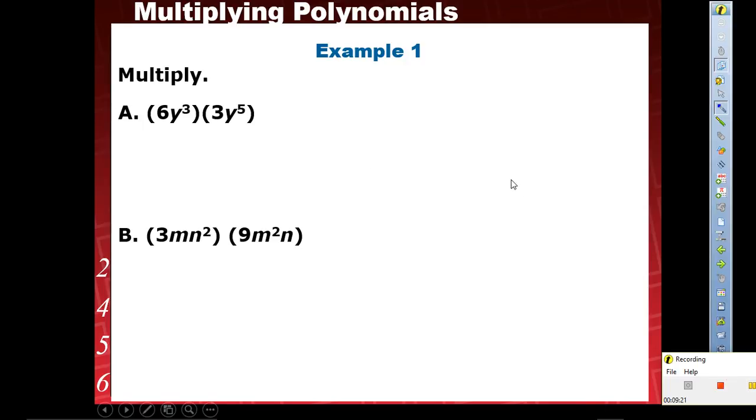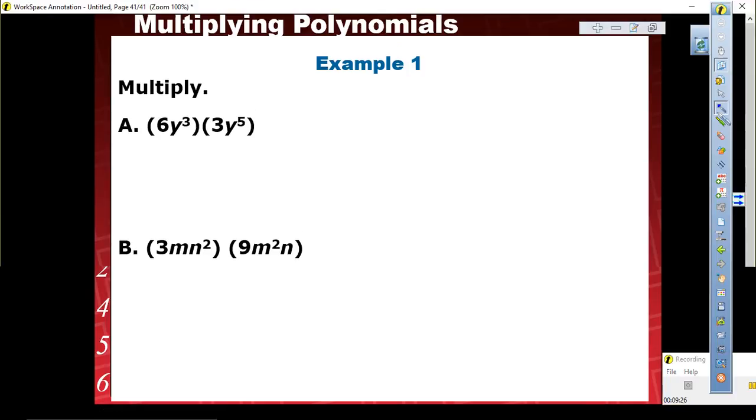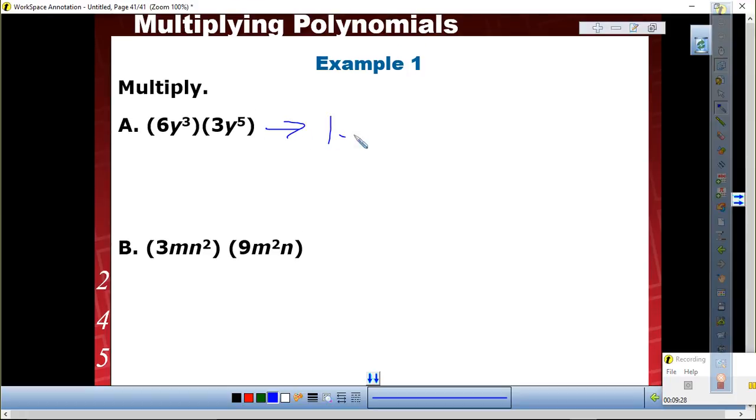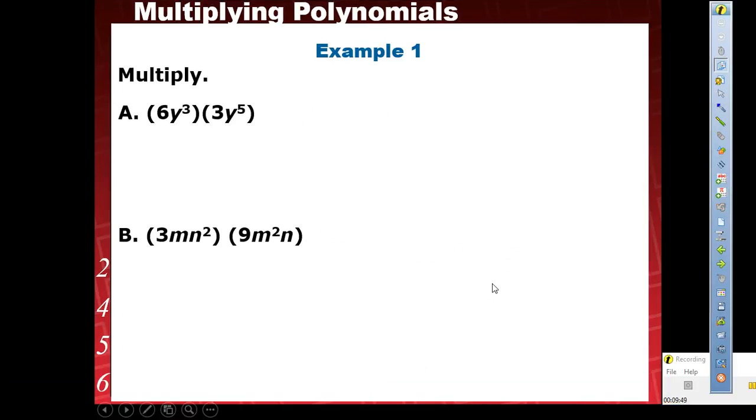All right, let's see. Volunteer for A. Who's got it? I got 18 y to the 8. Have you got that? Okay, pass it to someone. Emily, what'd you get for B? Have you got that? Okay, we got this? All right, let's crank it up a notch. Here we go. Copy this one.